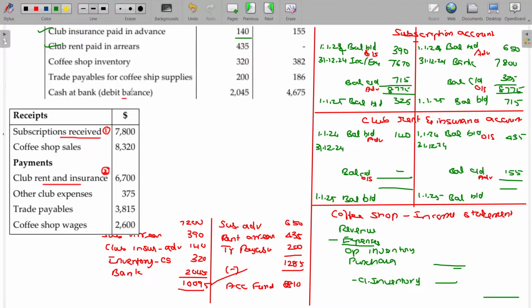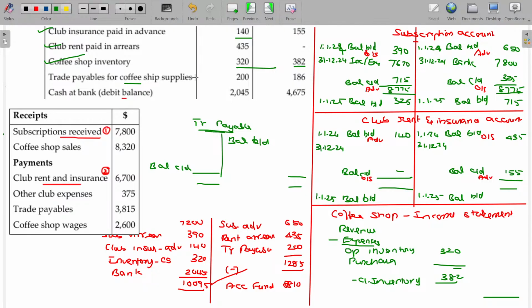Right. I now focus only on the coffee shop. We have been given the coffee shop inventories, 320 in the beginning, 382 in the end. For trade payables of the coffee shop, it's better to prepare the trade payables account to find out the purchases. Balance carried down, this is brought down. This is only a working note, so you never bother about the dates. Balance carried on.